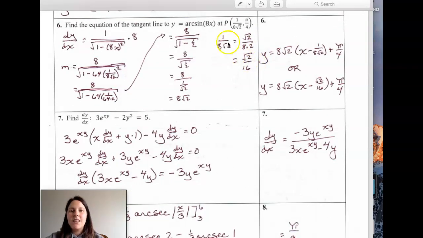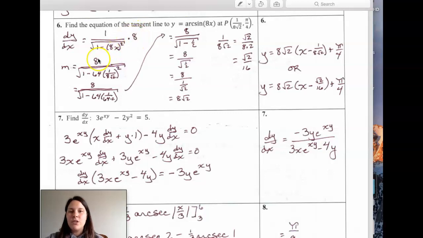Example 6. Equation of a tangent line. So of course we need our slopes. So we're going to take the derivative. The derivative of arcsine is 1 over the square root of 1 minus whatever you're taking the arcsine of squared, times chain rule, derivative of what's inside.